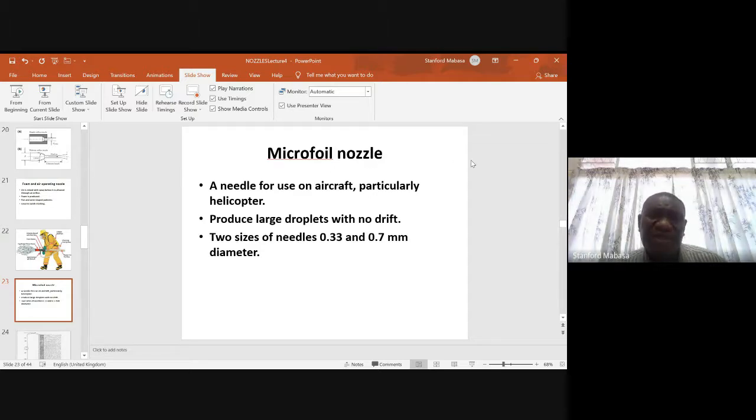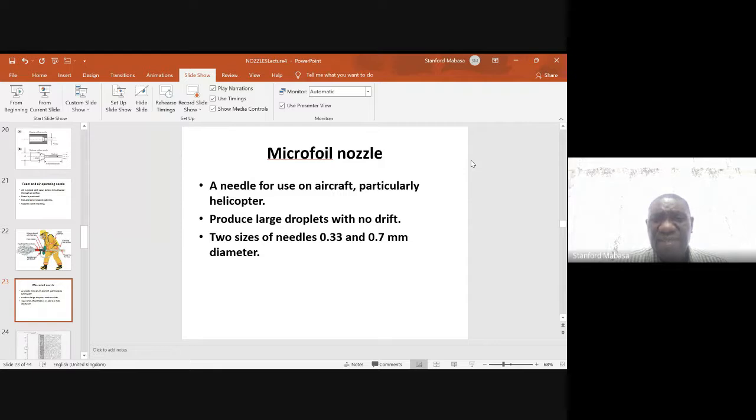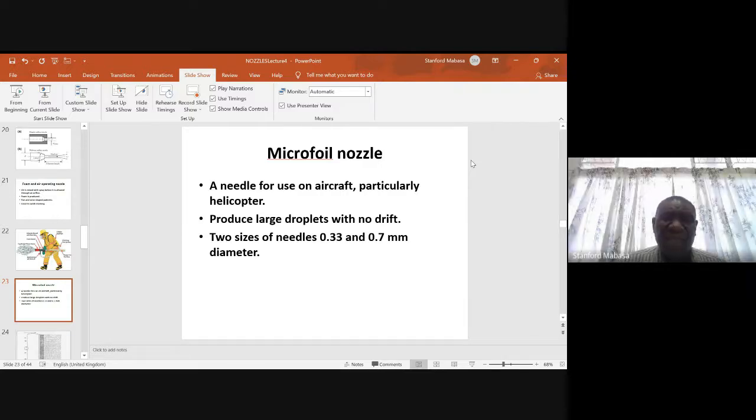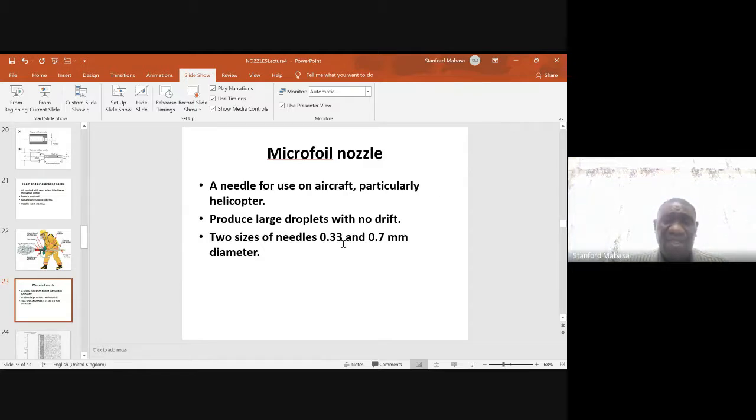The other nozzle is known as the microfoil nozzle. Usually, this is used on aircraft. It's a sort of needle for use on aircraft, particularly the helicopter. It can produce large droplets with no drift. There are two sizes of needles, which are 0.33 and 0.7 millimeters in diameter.